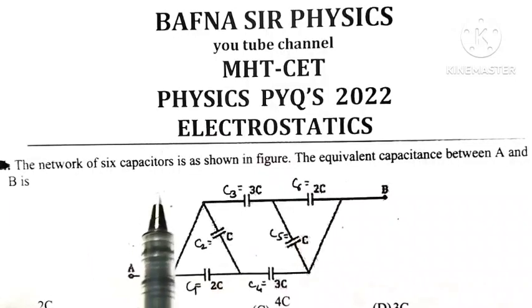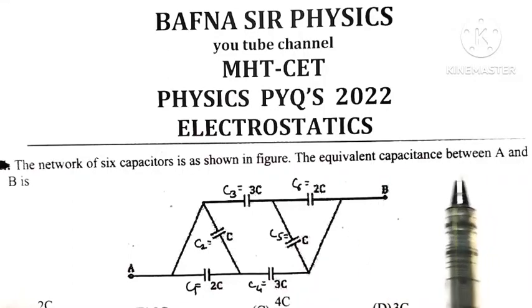The network of 6 capacitors is as shown in the figure. The equivalent capacitance between points A and B is? So here we are having a network of 6 capacitors.